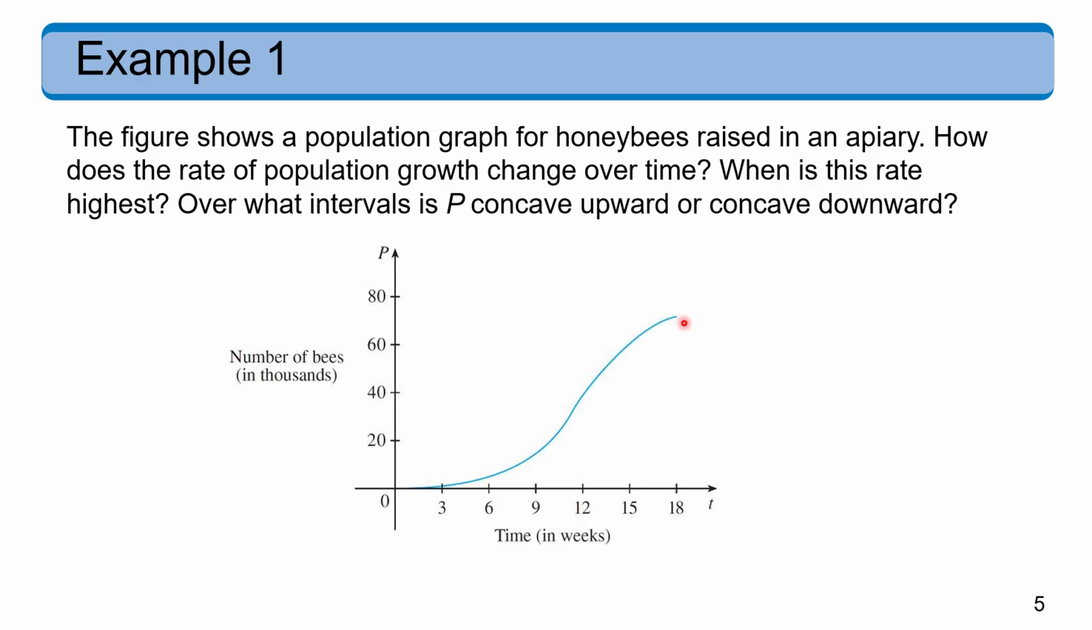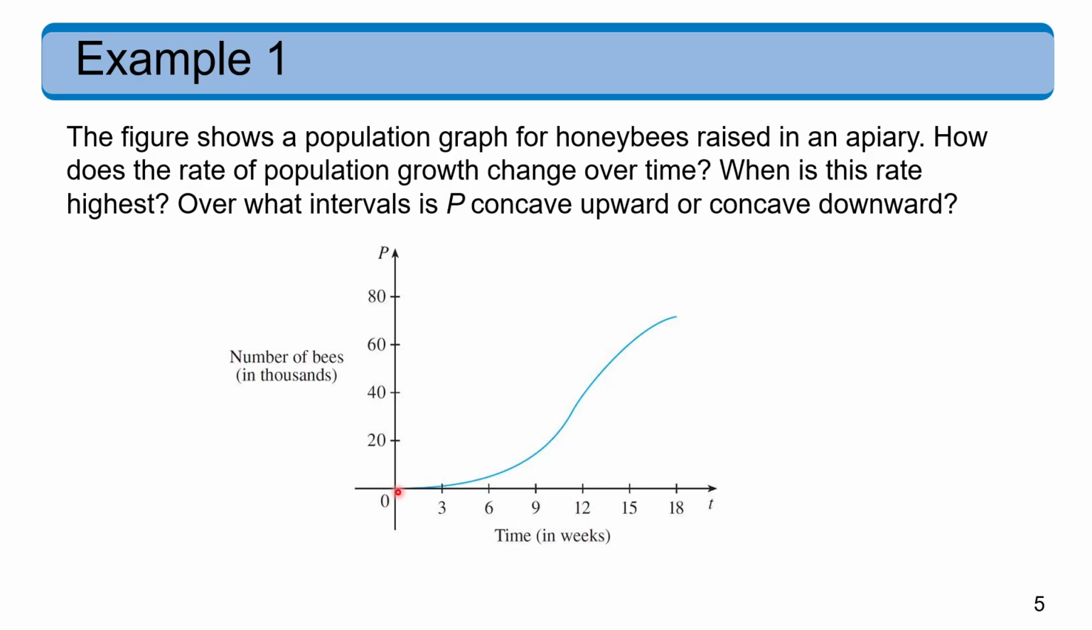But just saying it's increasing doesn't describe the whole situation, right? The curve is different in different places. So that has to do with the concavity, and the concavity is related to how the slope is changing at different points. The slope of the tangents is different. So let's discuss some of these questions. How does the rate of population growth change over time? When is this rate the highest? And then discuss the intervals where it's concave up and concave down.